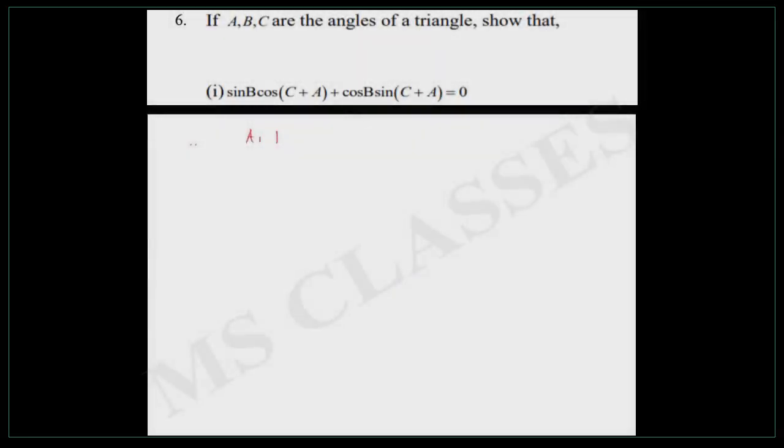A, B, C are the angles of a triangle. Now, it is given in the question that A, B, C are the angles of a triangle. So A plus B plus C is pi, in radians. Now, one by one, after this, we'll discuss the question.